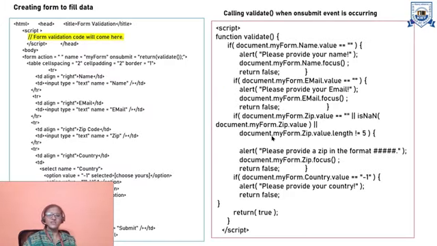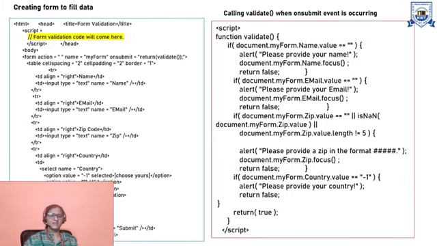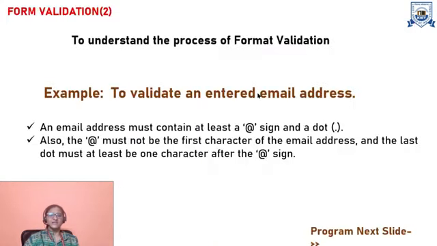Okay, next, to understand the process of format validation. Earlier, it was just for the very basic things. The basic validation means it should not be blank, or if it is a number, it should be a number. All these things are just very simple format checks. Now, next, it will look at format validation. In this case, it is going to validate an entered email address.